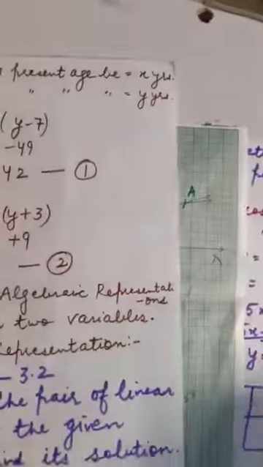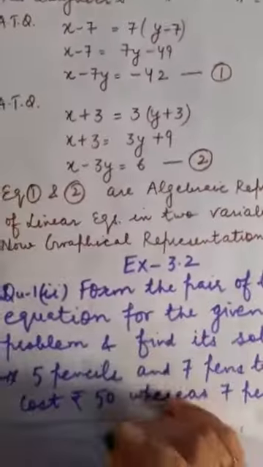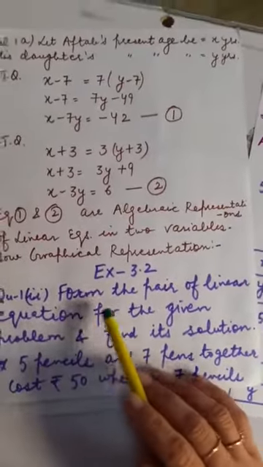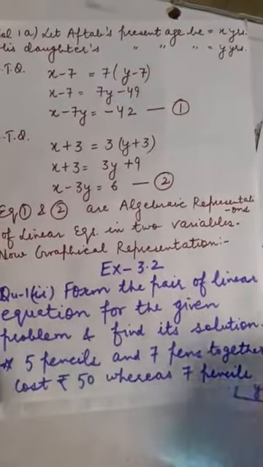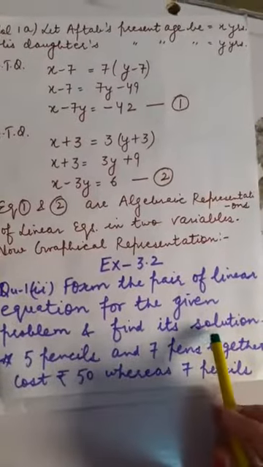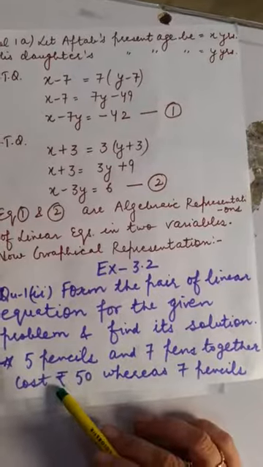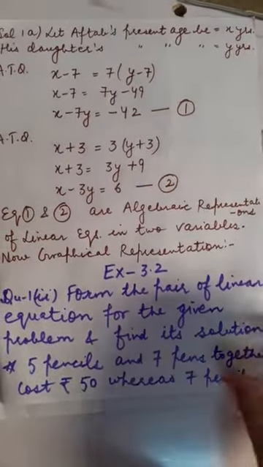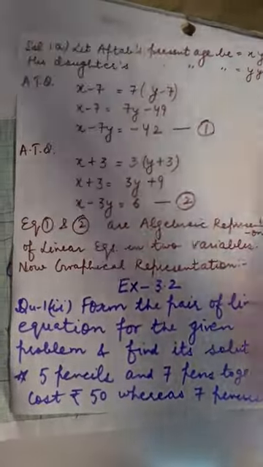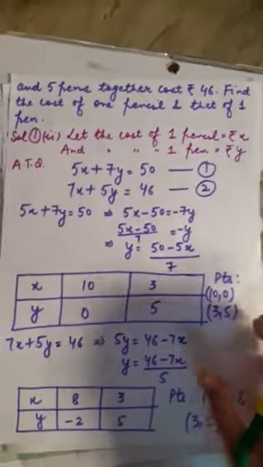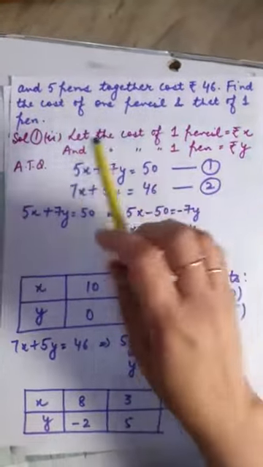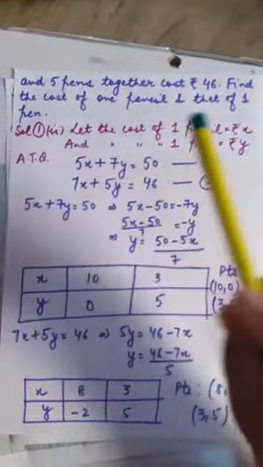Now I am going to take the next question. This is from exercise 3.2, question number 1, second part. Form the pair of linear equations for the given problem and find its solution also. 5 pencils and 7 pens together cost rupees 50, whereas 7 pencils and 5 pens together cost rupees 46. Find the cost of 1 pencil and 1 pen.